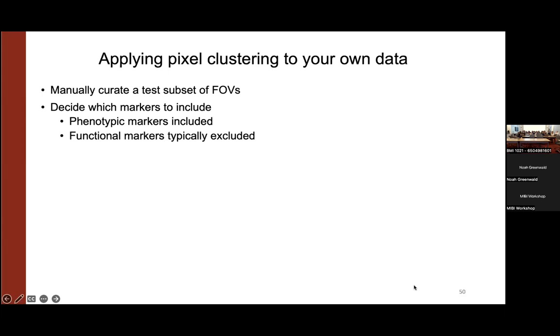So you typically want to include the phenotypic markers, for example CD3, CD20, CD68, these things that really define your cell type, and exclude functional markers like Ki67 and so on. The reason for this is that functional markers can be expressed on a whole bunch of different cells, right? And so the combinatorial possibilities of all your functional markers on all your different cells is huge. There's a lot of different possibilities for that. And so trying to include all those markers into one pixel clustering run just gets pretty crazy. So typically what we do is first use the phenotypic markers to identify your cell type, and then do functional characterization.